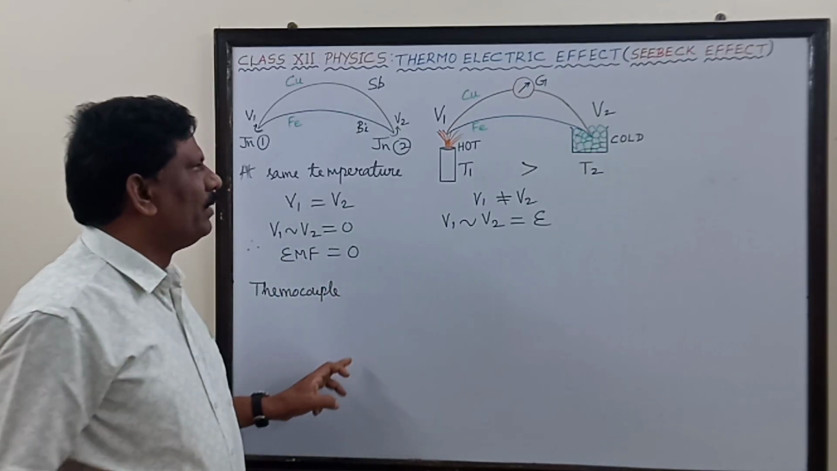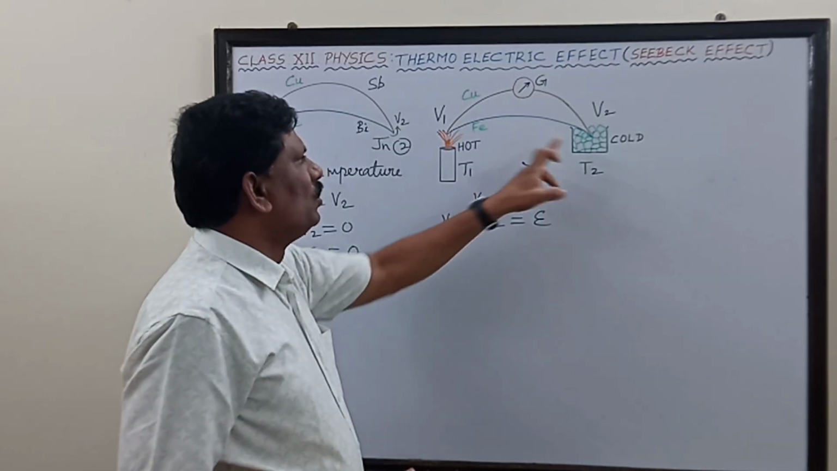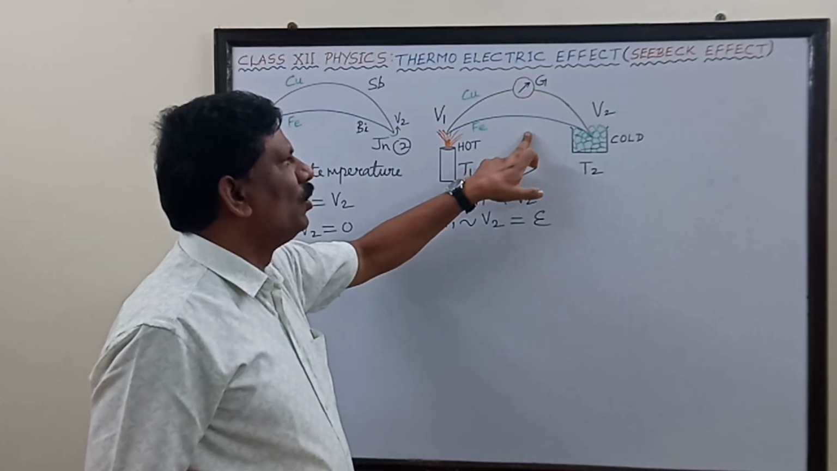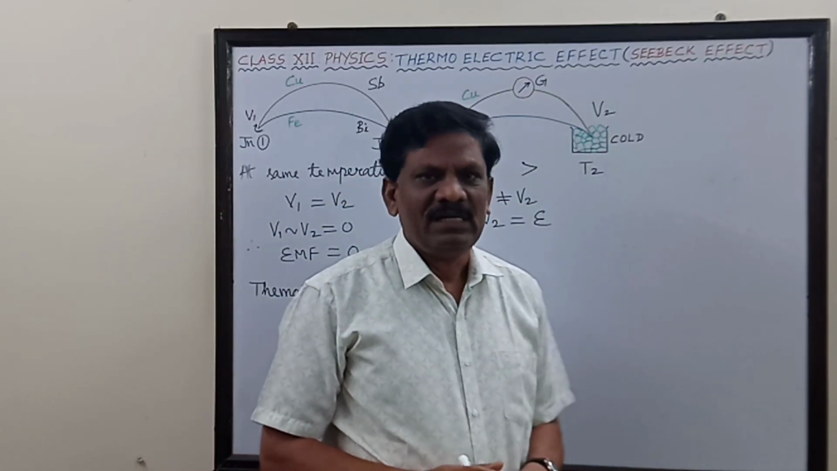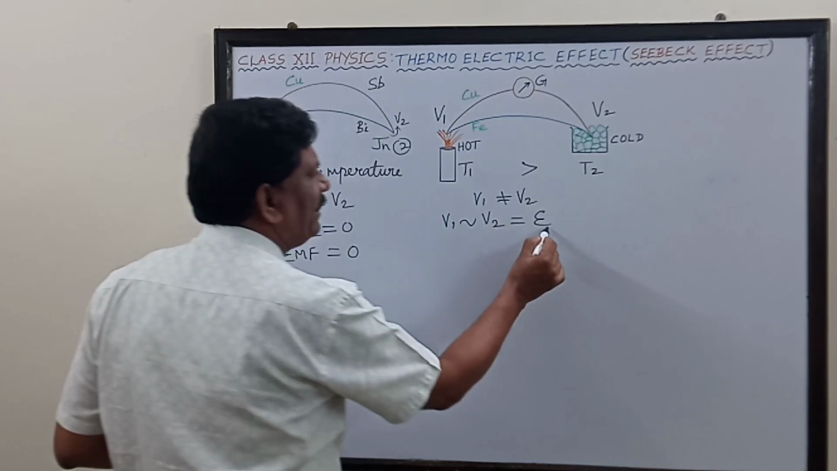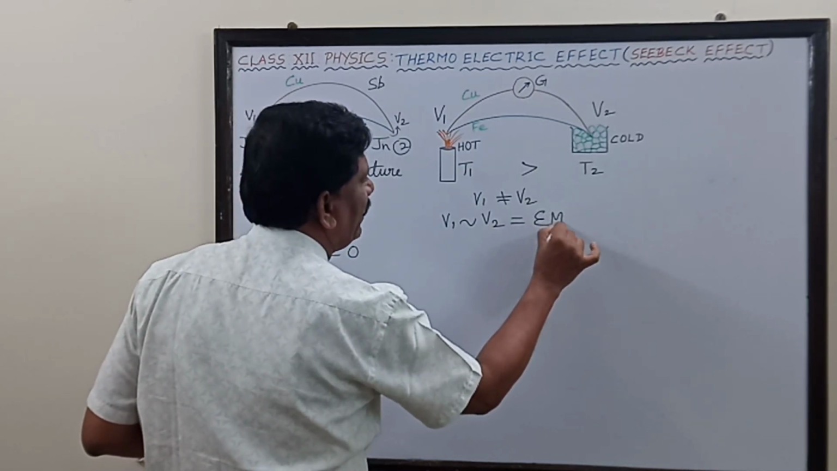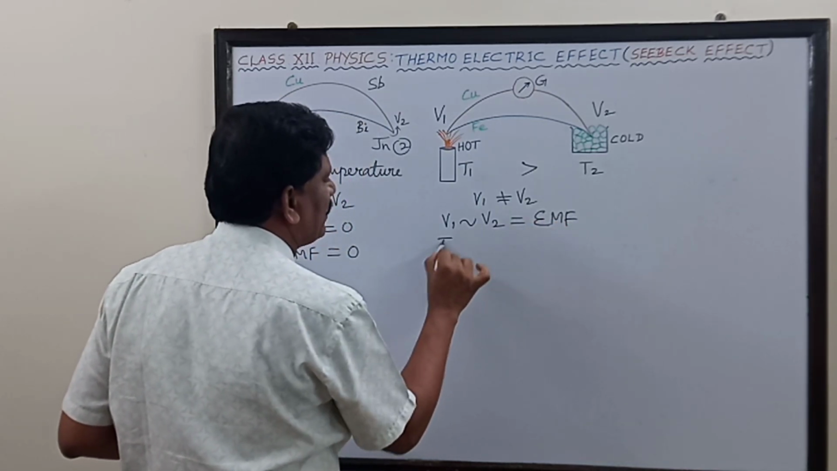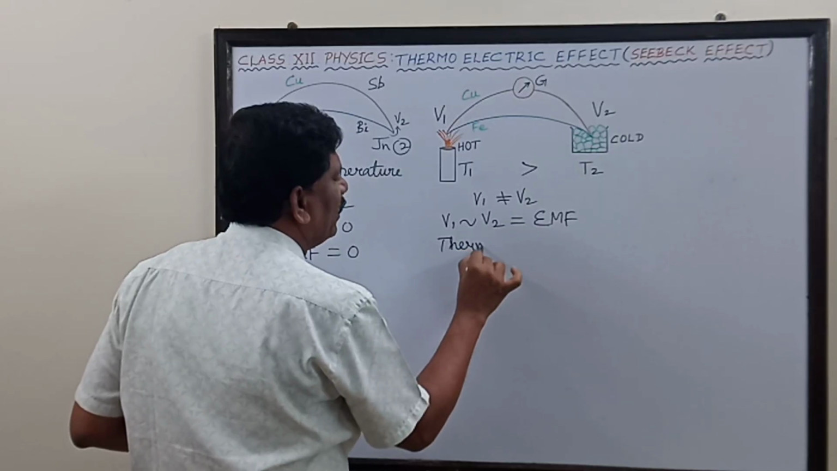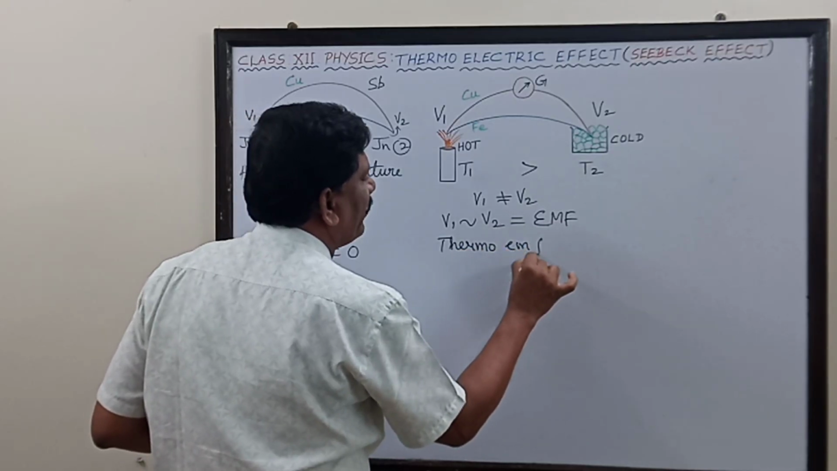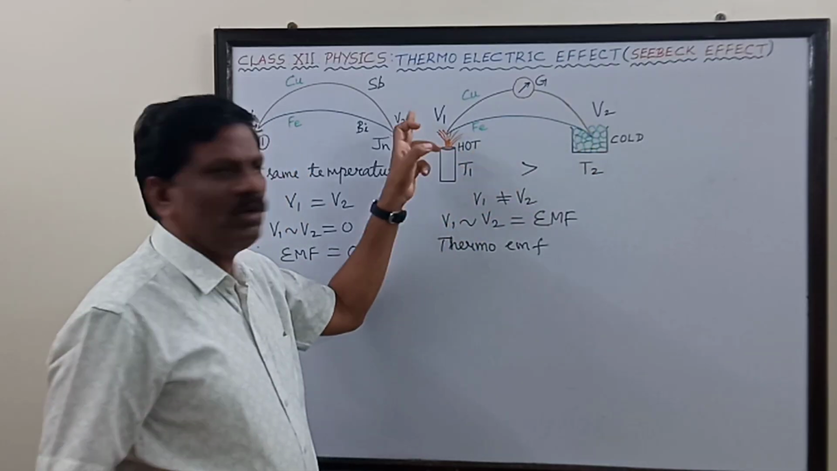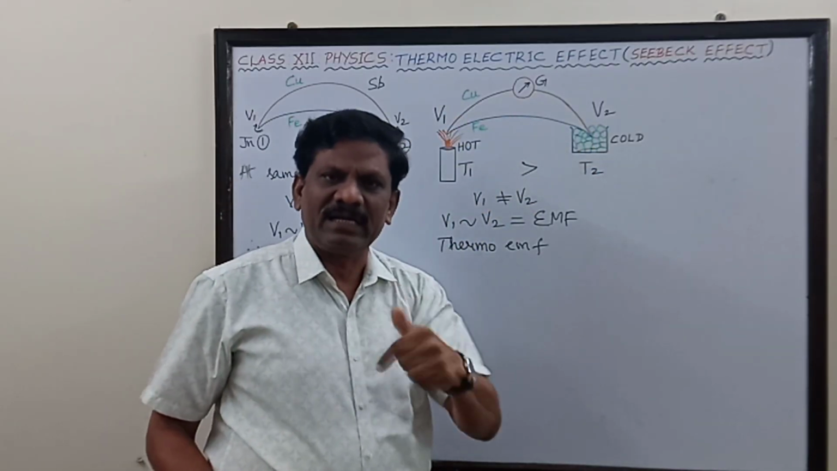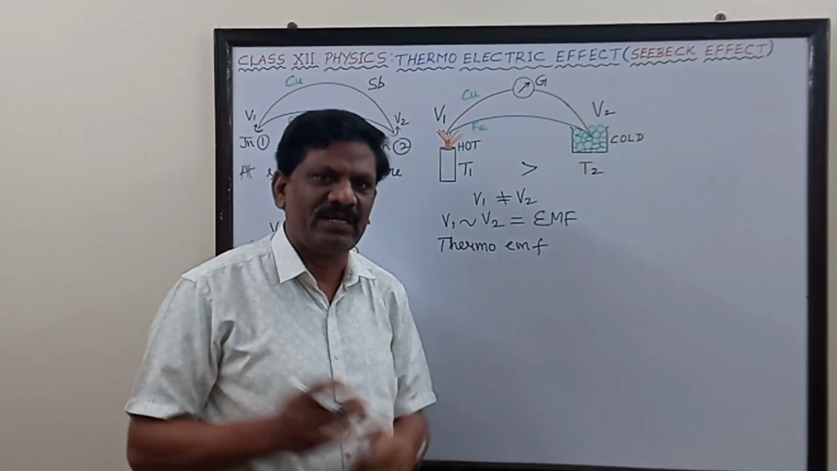In a thermocouple, when the two junctions are maintained at two different temperatures, an EMF will be developed. This EMF developed is also called thermo EMF. Since an EMF is developed in this closed loop, a current has to flow in the circuit. It is a closed circuit now.